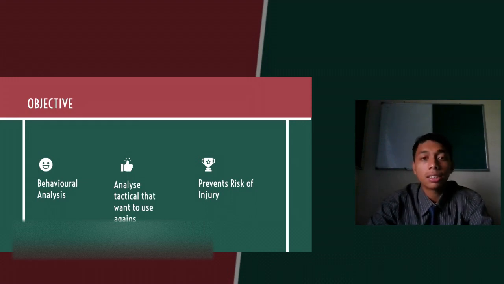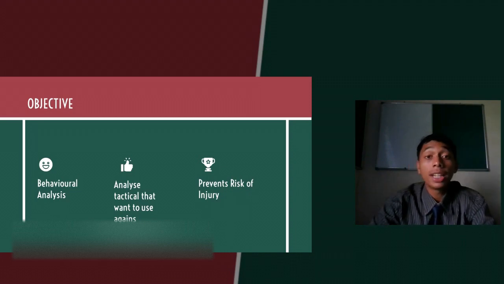And lastly is to prevent the risk of injury. Sport injuries are frequently caused by improper body position and techniques. These injuries can have a negative impact on your career. Sport videos can be used to identify techniques that can cause pain and injury, and you can fix it in the next games. So that's it from me.